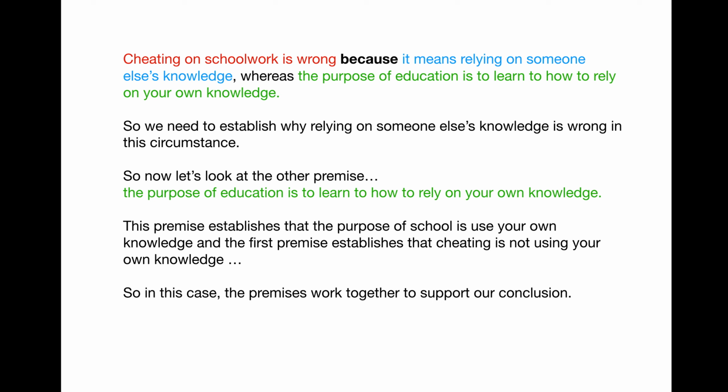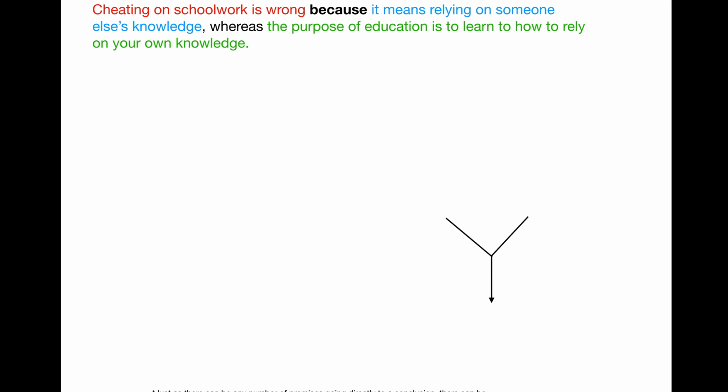If cheating is relying on someone else's knowledge, and at school you're supposed to rely on your own knowledge, that's why it's wrong. If you weren't supposed to rely on your own knowledge, then it wouldn't be wrong. Okay, so we need that second piece. I didn't mean to leave those little lines there. Ignore those for right now.